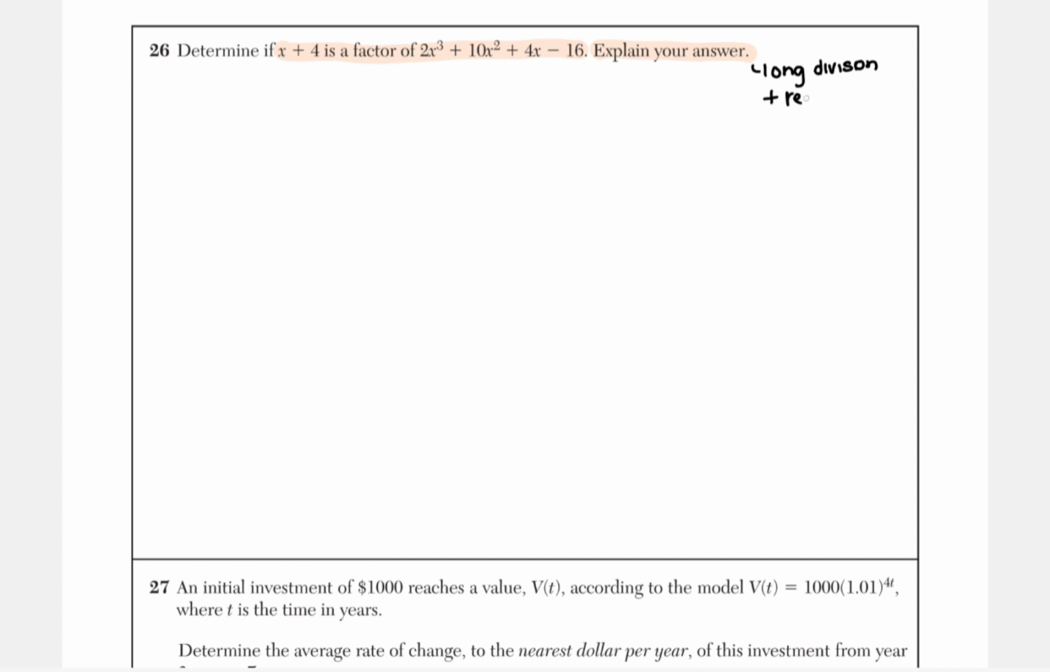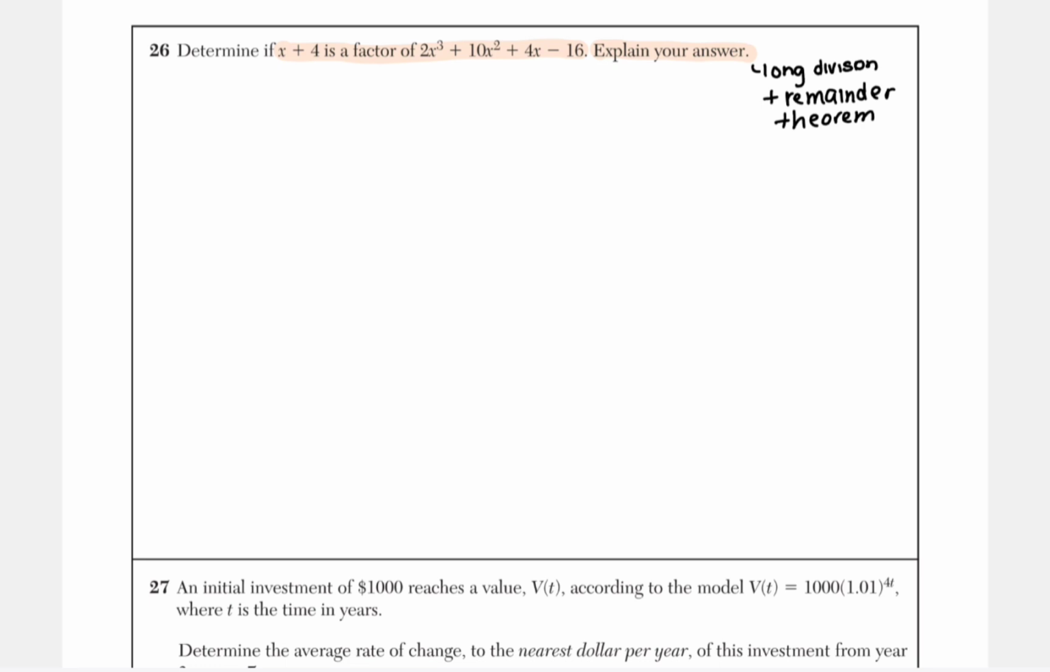the remainder theorem. The remainder theorem basically says that if there is no remainder in the end, we know that this expression is a factor of the expression that we're getting. So if we solve this through long division and we realize that x plus 4, when we use it as a factor, does not leave a remainder, we know that x plus 4 is a factor.